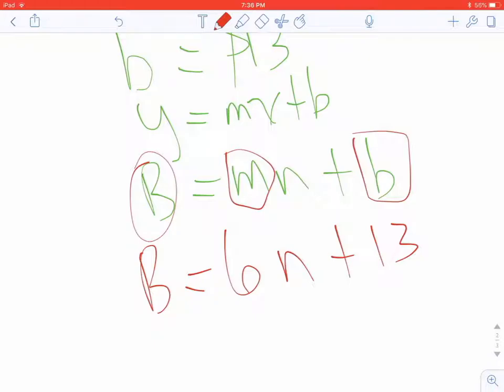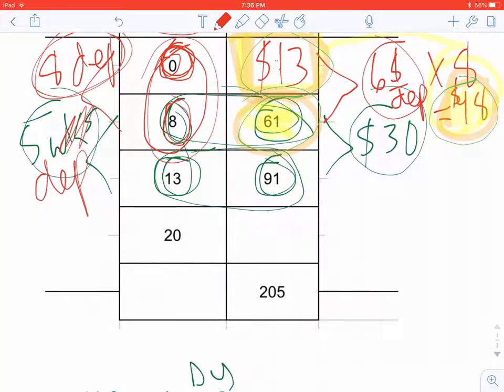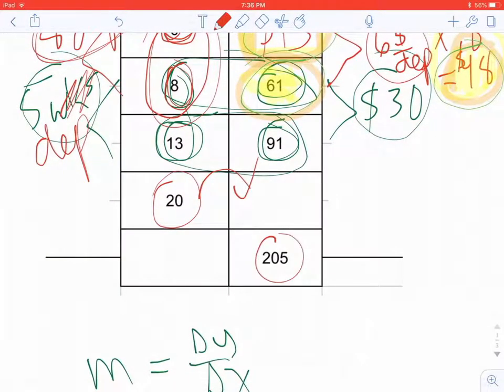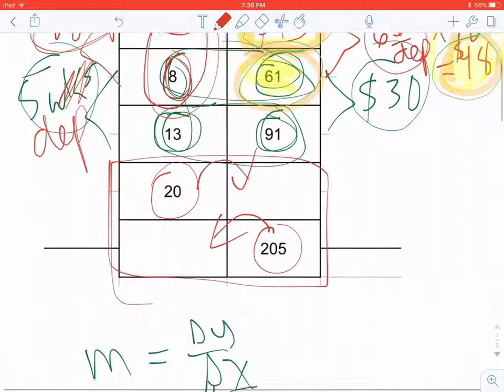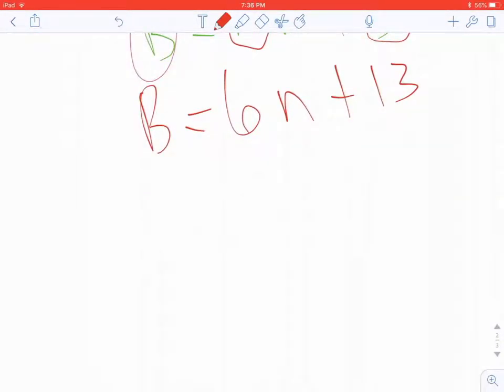So I have to solve 2 problems now. I go back up to here, and what I want to figure out is, if there were 20 deposits, how much money would I have in the bank? Or if there's $205, how many deposits did I make? Okay, that's the sort of questions that we need to answer. So these last 2, I can use my equation quite easily. So let's see. Here are the two questions.